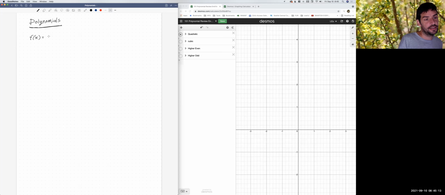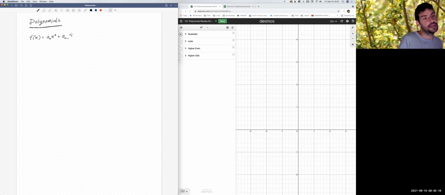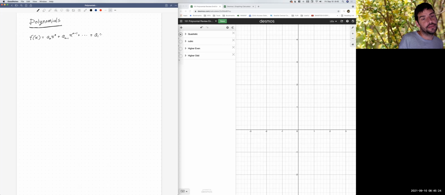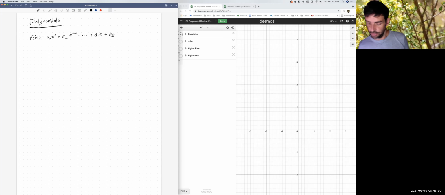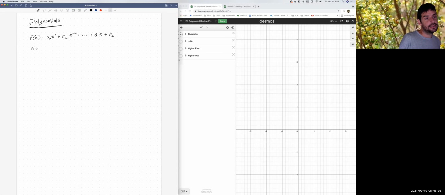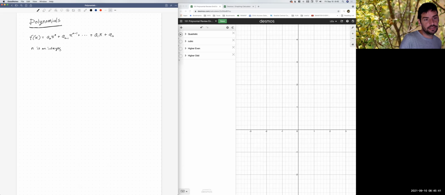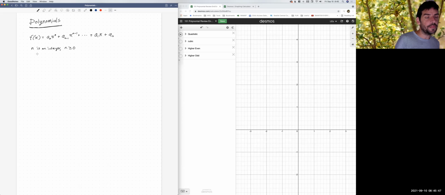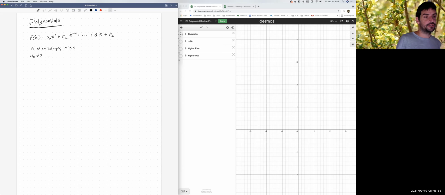f of x equals a sub n x to the n plus a sub n minus 1 x to the n minus 1, and on and on and on to a1 x plus a naught. So in this construction, let's say what each of these things are. n is an integer, and n is also going to be greater than or equal to 0. a sub n is a constant not equal to 0.